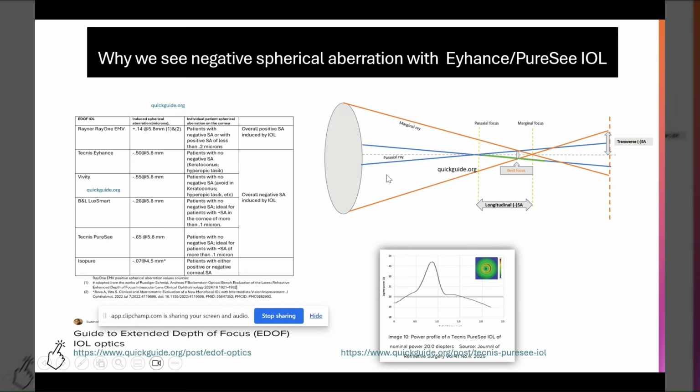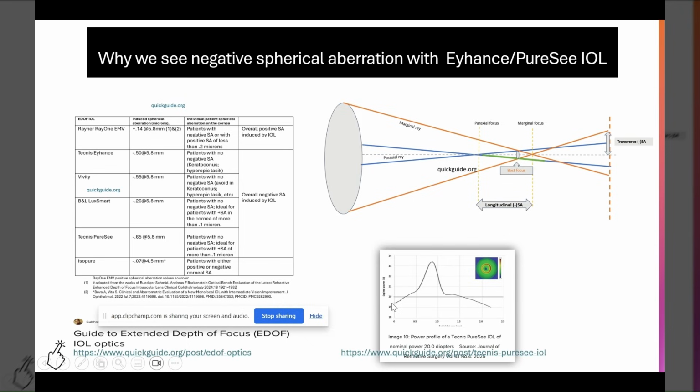And here I've explained why. Say this is a Tecnis platform lens, not the Eyhance. So you have a negative spherical aberration. The rays of light traveling from the periphery will fall behind the paraxial rays of light. That's negative spherical aberration, right? Now you have more power in the central 1 millimeter. What happens to the paraxial rays of light? They will further converge here, right? So the distance between the marginal rays of light and the paraxial rays of light increases, and therefore you have more negative spherical aberration. Same with the PureSee IOL, and that is why you see more negative spherical aberration with these lenses, right?